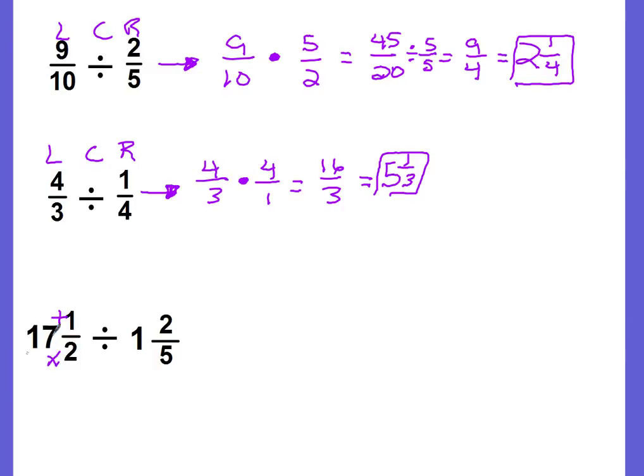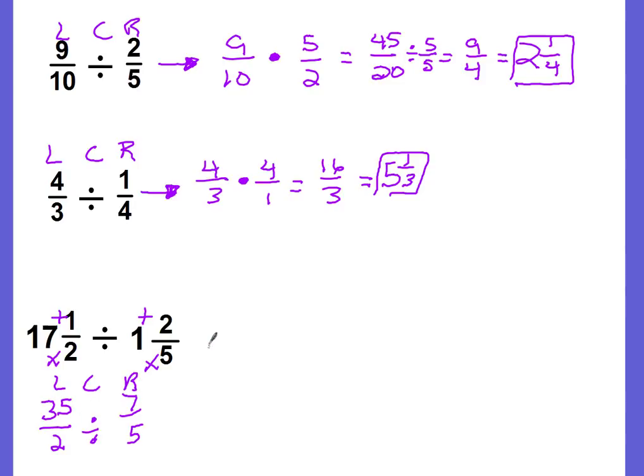2 times 17 is 34, plus 1 is 35 halves. We do this first before we do the LCR. Okay, you have to have everything in fraction form first. And that is being divided by, do your Texas backwards here, 5 times 1 is 5, plus 2 is 7/5. Okay, now that everything is in fraction form, we can write our LCR.